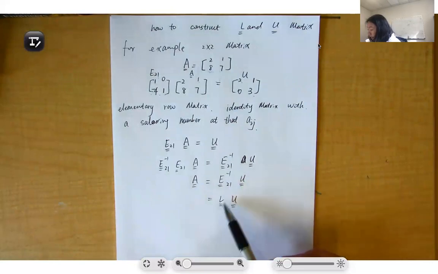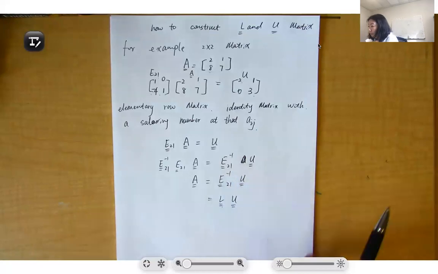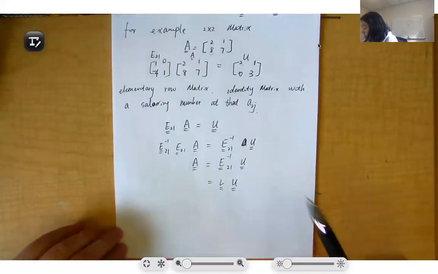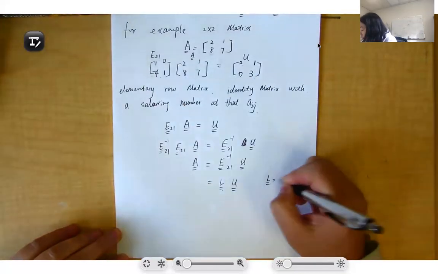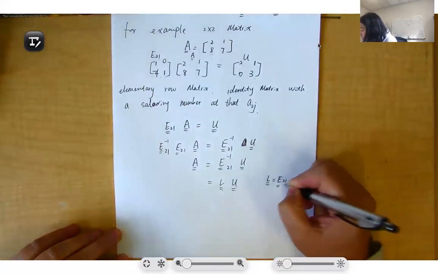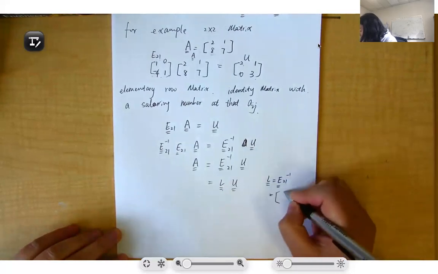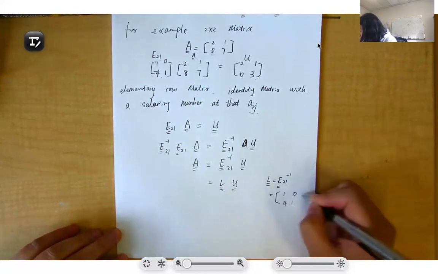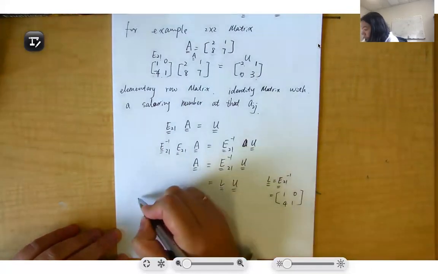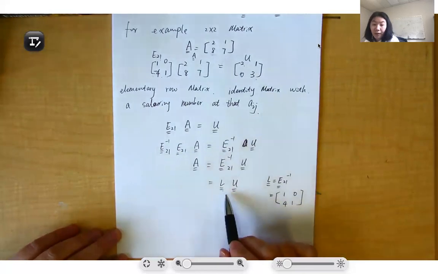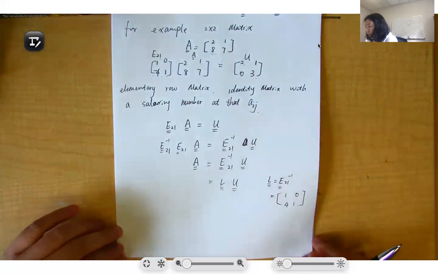And this L is actually the inverse of the elementary row matrix. For this problem, L will equal E21 inverse, which equals [1, 0; 4, 1]. Okay. And you can write A equals L times U. You can try to verify this.